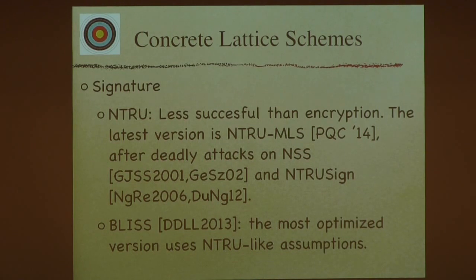We don't have so many proposals. For instance, there's the well-known BLISS signature scheme published at Crypto 2013, and it used similar assumptions. I mean, the most optimized version of BLISS uses NTRU-like assumptions. Okay, so these are just some examples. There are plenty of other lattice schemes. But at some point, if there's a competition, there will have to be concrete proposals. It will be very interesting to see which encryption scheme is submitted and which signature scheme is submitted.